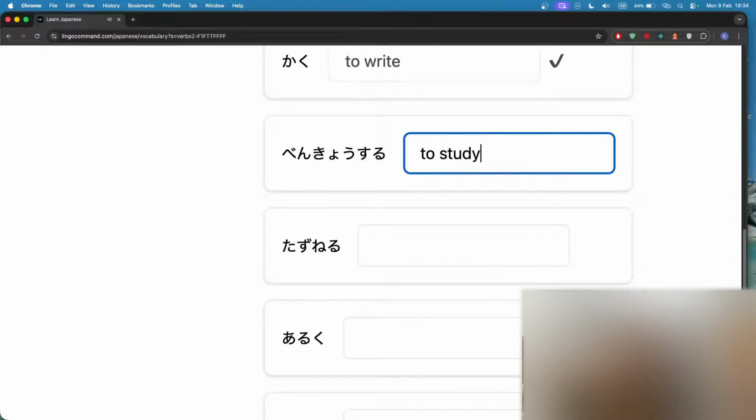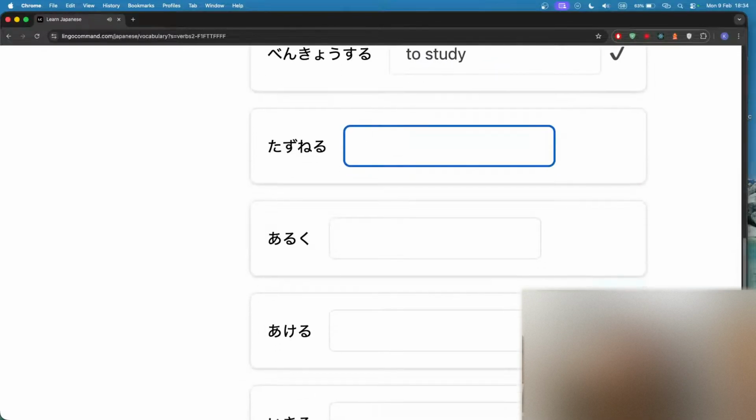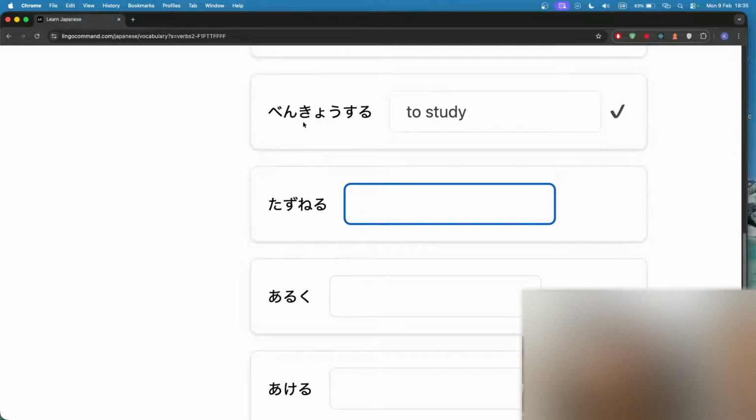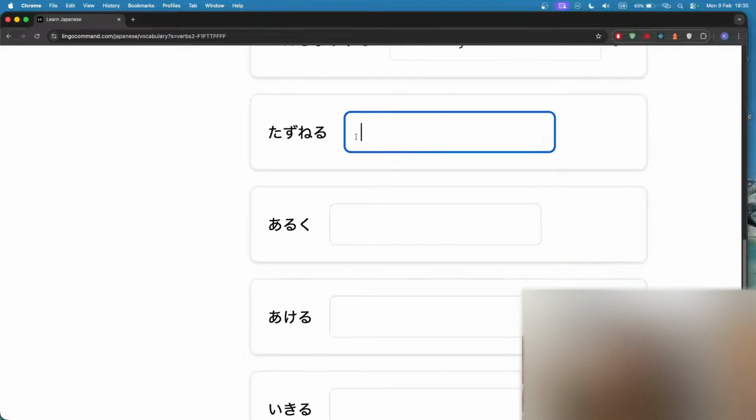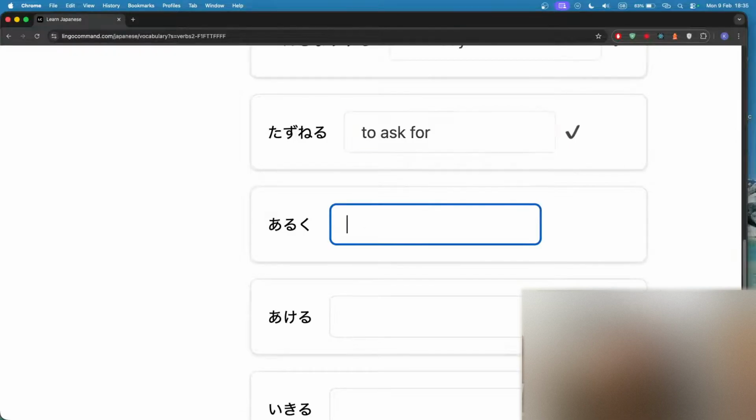Benkyou suru is to study. So I think this might be another case where benkyou is a Chinese noun, and when you add suru, it turns it into a Japanese verb. So benkyou, the kanji for it, might mean something like studies or education. I'll need to investigate that, but I think that's how that works. Tazuneru is to ask or to ask for.